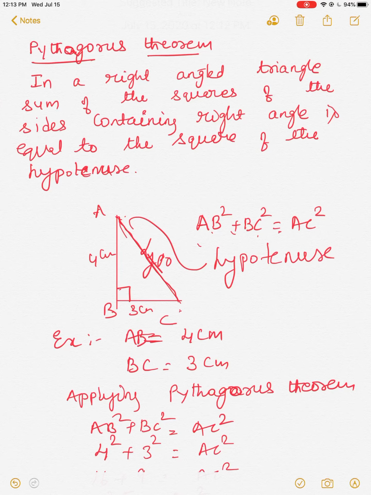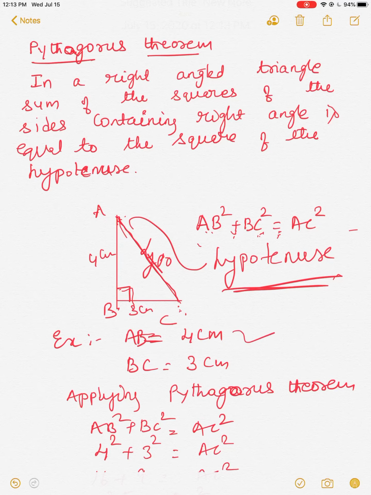ओके, स्लैंटिंग जो भी होते हैं वो हाइपोटेनस है. सो AB स्क्वेयर जिसके बीच में राइट एंगल है वो उसके साइड्स हो जाएंगे, उसका स्क्वायर लेने का. AB स्क्वेयर प्लस BC स्क्वेयर इज इक्वल टू AC स्क्वेयर. One side is AB, second side is BC. If you take the squares of both the sides, AB square and BC square, and if you add up, the sum should be equal to the square of this hypotenuse. One example I have taken.